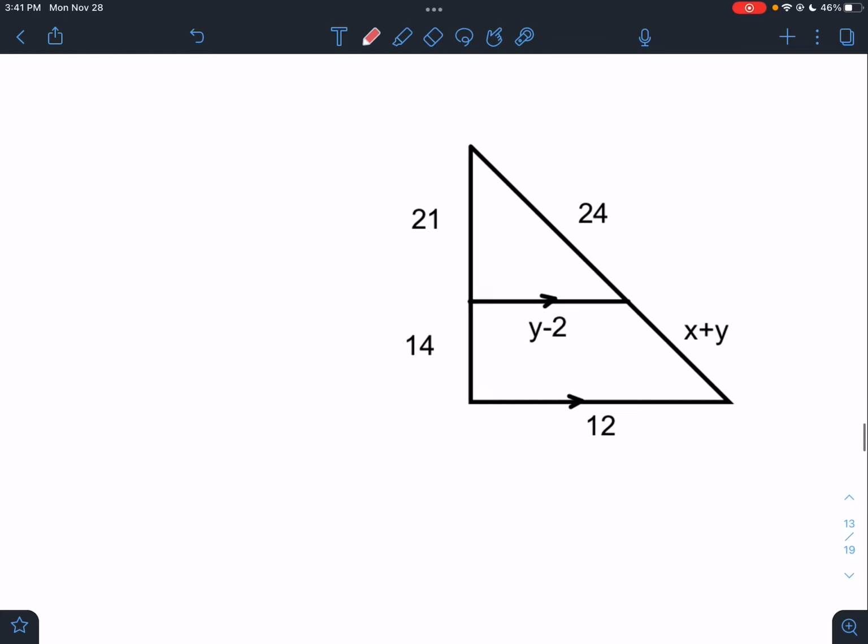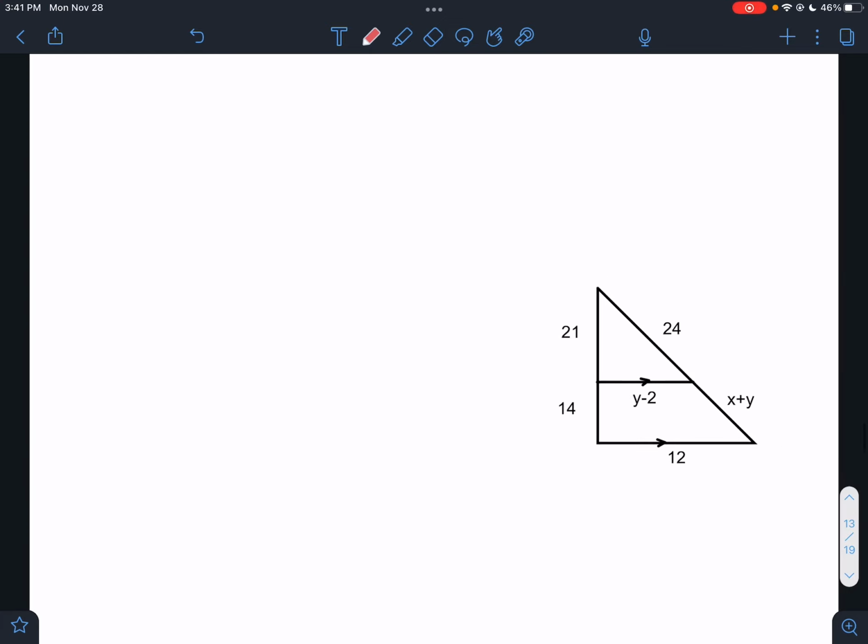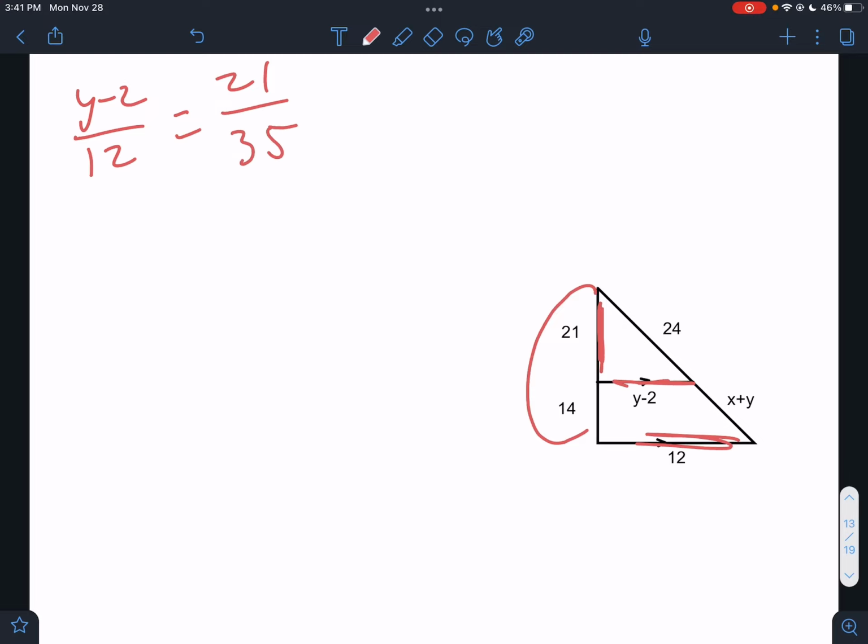Same situation. 2 setups. First setup I'm going to do is y minus 2 over 12. What would that equal? Well, there's an x plus y there. I'm going to leave that alone, but that's bottom over bottom. That's small over big. So I'm going to go small 21 over big 35. Yes, there's a 35. The whole thing is 35. You've got to look at the whole triangle. Anytime you're using the actual parallel lines, you have to do the whole triangle.